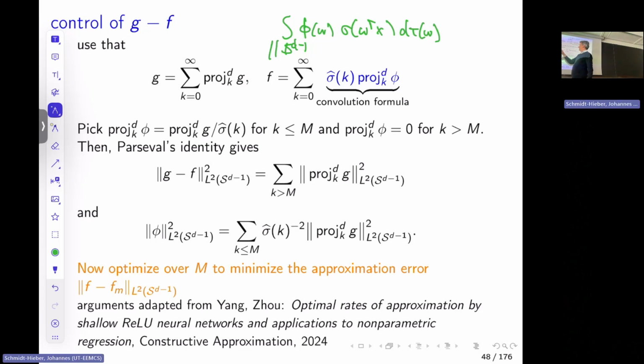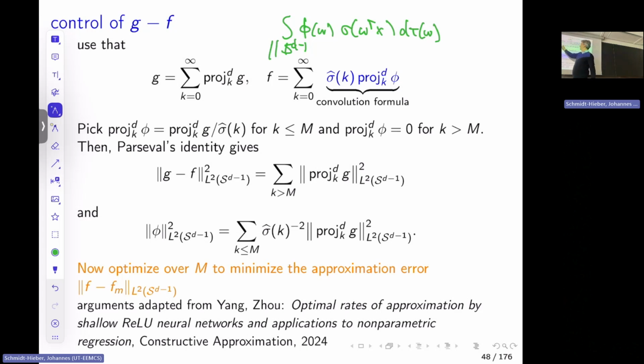Then we have this Parseval identity that says that the squared L2 norm on the sphere is just the sum over the squared L2 norms of these projections. If we choose the phi in that way, and then compare and subtract these two formulas, then on the low frequencies they have the same projection, so this is 0. Only on the frequencies where we cut off and take this to be 0 are we left with these projections. So over all the frequencies above M, we have to integrate and take these squared L2 norms. And for the phi, because we have chosen it in this way, the high frequencies are 0, so we only have to deal with the low frequencies up to k equals M.